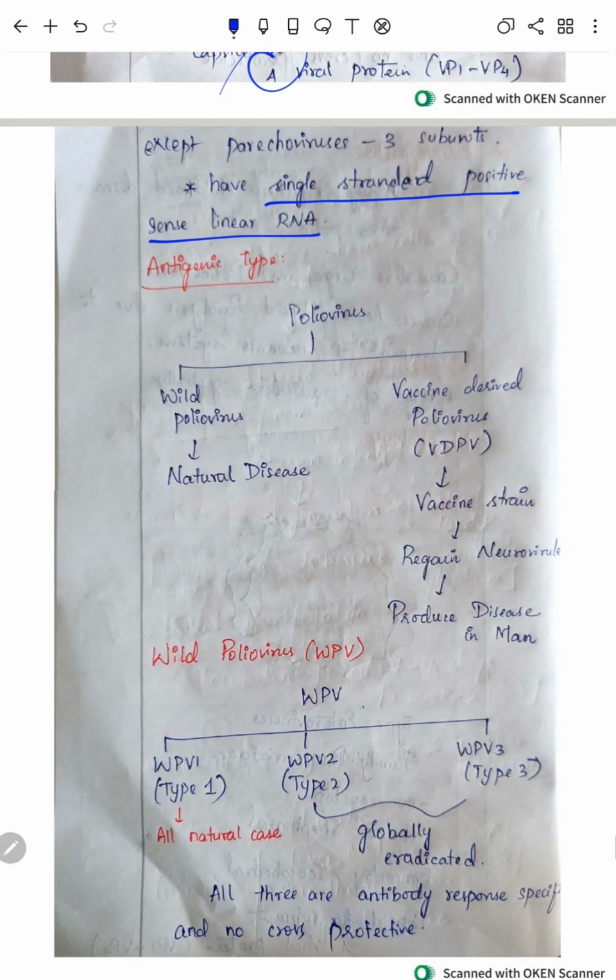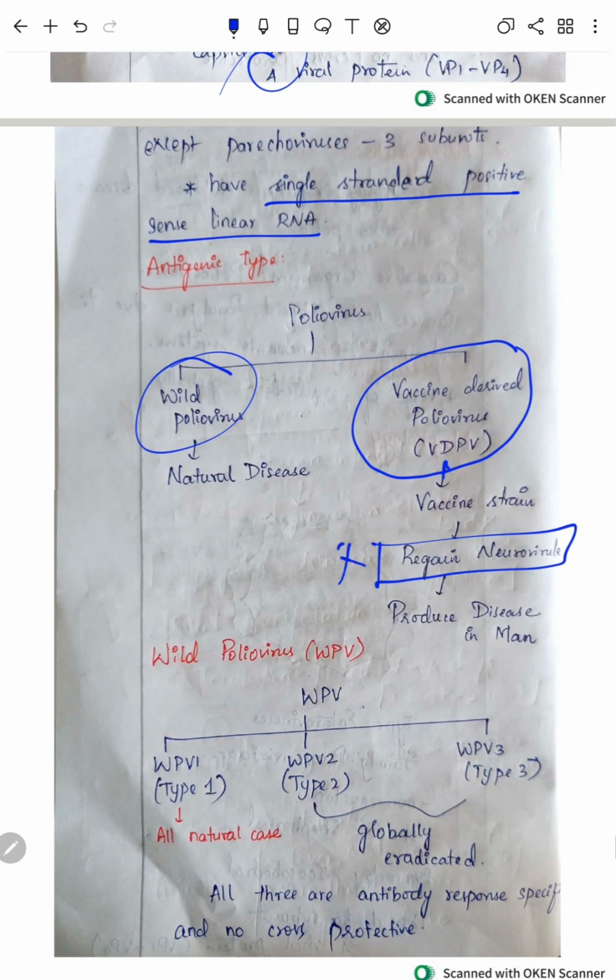The antigenic type. Poliovirus is of 2 types, that is wild poliovirus and vaccine-derived poliovirus. The wild poliovirus is the natural disease-causing agent. The vaccine-derived poliovirus is due to the vaccine strain. It regains the neurovirulence property. This is very important. We injected the vaccine into the person, it got reactivated. The reactivation is neurovirulence, and it causes disease in humans.